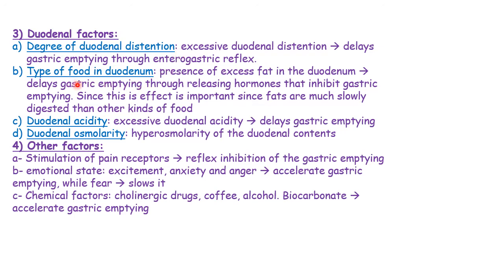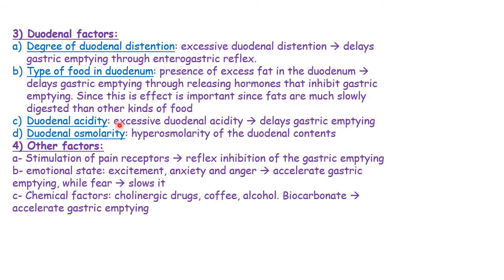Type of food in the duodenum. The presence of excess fat in the duodenum is going to delay the gastric emptying through the release of the enterogastrones. The enterogastrones are the hormones that produce inhibition of the gastric contraction and the gastric emptying. Since fat is much more slowly digested than other kinds of food, the presence of excess fat in the duodenum will delay the gastric emptying, allowing the duodenum to take more time and the bile to be secreted from the liver to facilitate the digestion of fat.